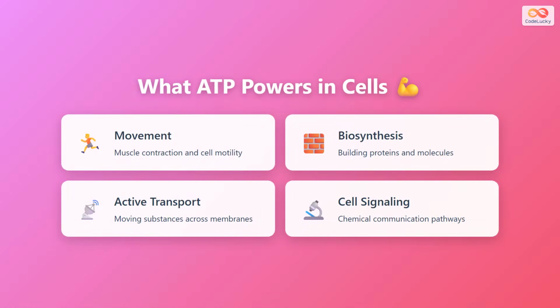ATP powers an incredible variety of cellular functions. First, it powers movement, including muscle contraction that lets you move your body and cell motility for cells that need to move around. Second, ATP drives biosynthesis, the process of building proteins, nucleic acids, and other complex molecules your body needs. Third, it powers active transport, moving substances across cell membranes against their concentration gradients, like when your cells pump sodium and potassium ions. Finally, ATP is essential for cell signaling, enabling chemical communication pathways that coordinate activities throughout your body.